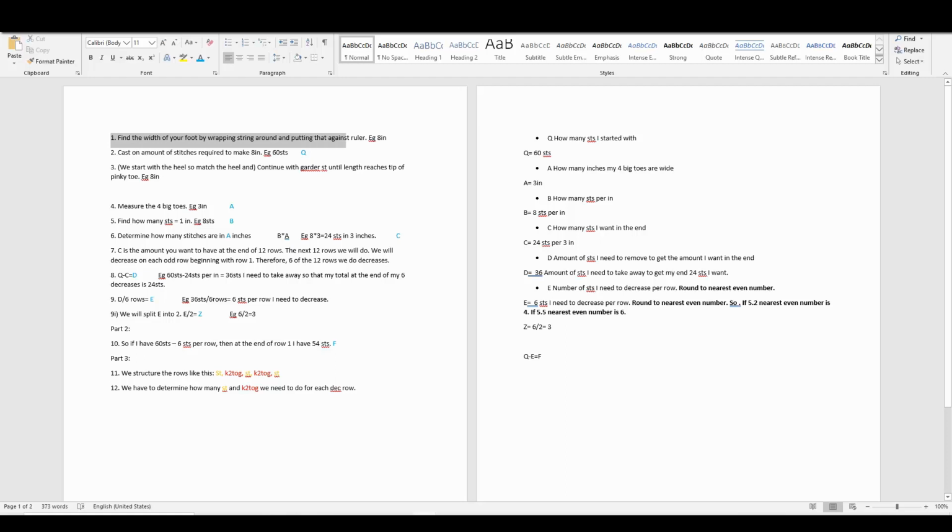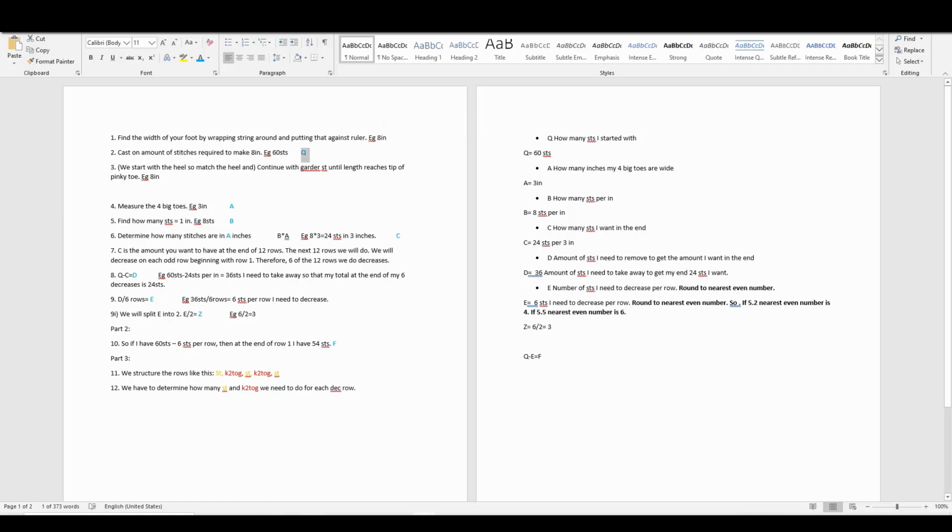So let's start at the beginning. So we had to find the width of our foot by wrapping around the string and putting that against the ruler. So we did that already. So the measurement that I wanted was 8 inches, so that was mine. The second one, then we casted on the amount of stitches to make that number, right? So at the beginning I measured 8 inches, so I wanted to cast on the amount of stitches that will make 8 inches. So for me that was 60.